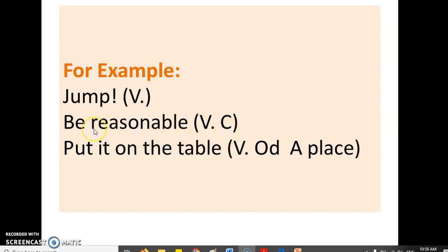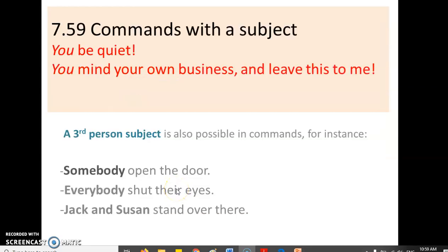There is no subject in this type of imperative sentence. "Put it on the table." We have the verb, "it" the direct object, and "on the table," an adverb of place. Another type of commands or imperatives is commands with a subject. For example, with the second person pronoun, "You be quiet."